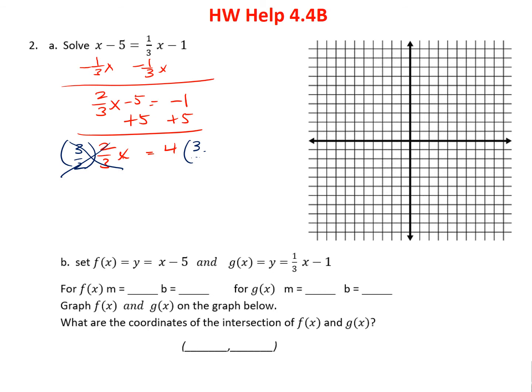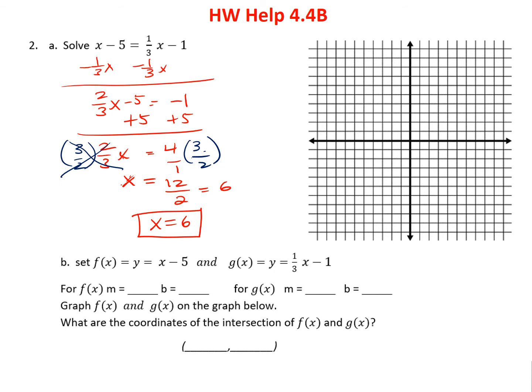So 3 over 2. And then when you multiply fractions, remember that what you have here is actually a fraction, 4 over 1. Multiply the top, you have 12. Multiply the bottoms, 2 times 3 is 6. So our answer here is x equals 6.